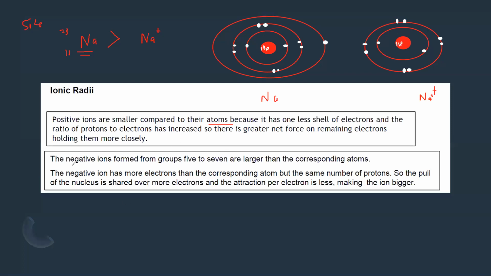But if you compare negative ions, you will find they are larger in size as compared to the corresponding atom. Like if I'm comparing fluorine with the fluoride ion, we'll find the fluorine atom has a smaller size as compared to the fluoride ion. What is the reason for that?